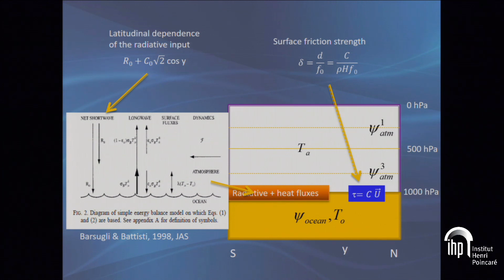Another very important element is the friction at the interface between the ocean and the atmosphere. This friction will induce the dynamics within the ocean, of course. One very important parameter in this case is the friction coefficient C, which is given here. We also call that d or delta, but it doesn't really matter. This is some renormalization of this coefficient.